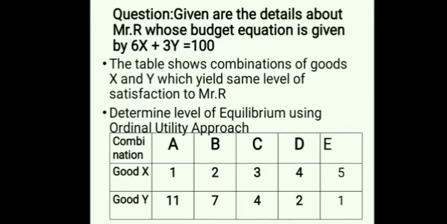Now let us discuss a few questions. Given are the details about Mr. R, whose budget equation is given by 6x plus 3y is equal to 100, and the table shows combinations of two goods which yield the same level of satisfaction to the consumer. Now since the consumer is telling the same level of satisfaction or he is ranking the goods, we will have to use ordinal utility approach.